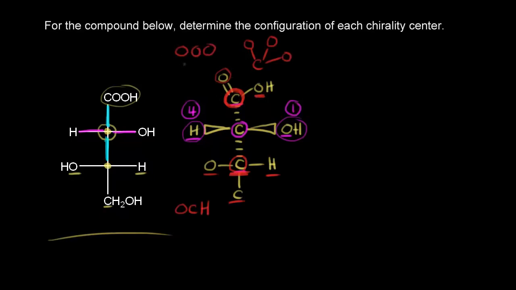Next we compare. So we have an oxygen versus an oxygen. So that's a tie. We go on to our next atom, which is oxygen versus carbon. And obviously oxygen wins. It has the higher atomic number. So the carboxylic acid group gets the higher priority. So this must be group 2. And this group down here must be group 3.